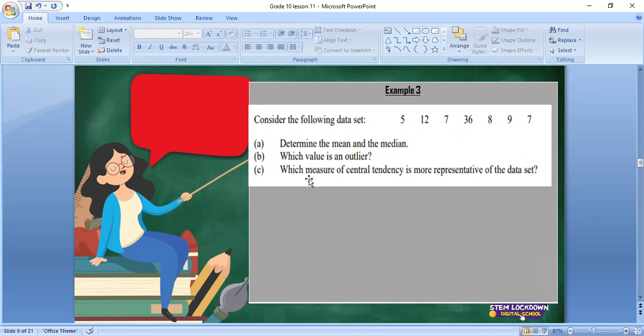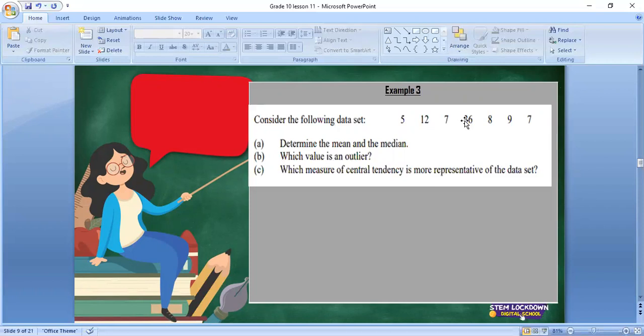Now, which measure of central tendency is more representative of the data set? Because of the presence of the outlier 36, it will be wrong to use the mean. The mean will not be an accurate measure of central tendency because of the outlier of 36. The mean you arrive at will be a falsified mean, a value that is increased due to the outlier.